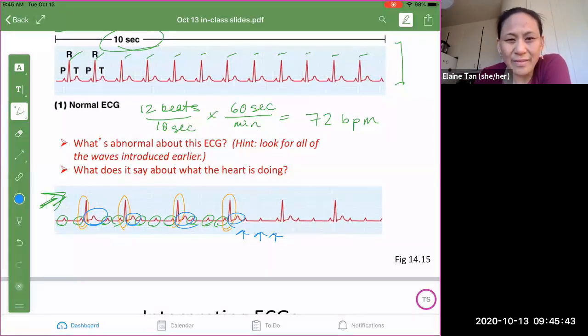Okay, and I don't expect you to really know that, as long as you can recognize the abnormalities in the EKG trace.